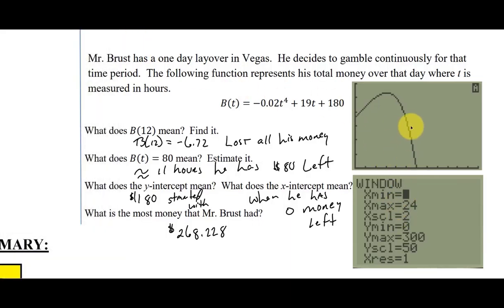Okay, so on the right here is the information that you have. Let me close on my calculator. So this is the graph of what it looks like. This is the window. This was a 0. For some reason, it didn't come through. So 0, 24, 2, 0, 300, 50, 1.